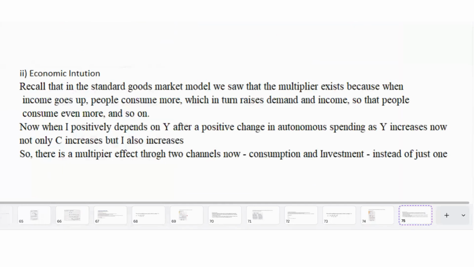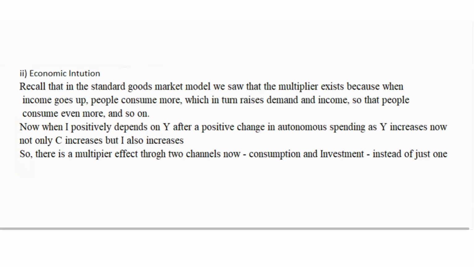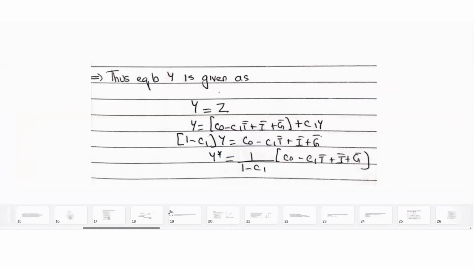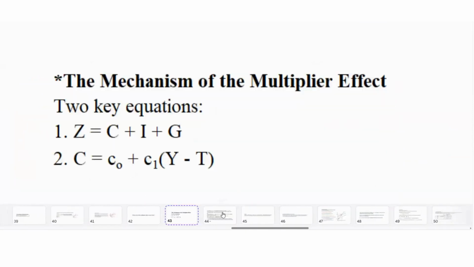Let's look at the economic intuition behind it. Recall that in our standard goods market model, where we just had consumption as a function of income, we know the multiplier exists because when income goes up, people consume more, which raises demand and income so that people consume even more. So if we go back to the mechanism of our multiplier effect, like this.